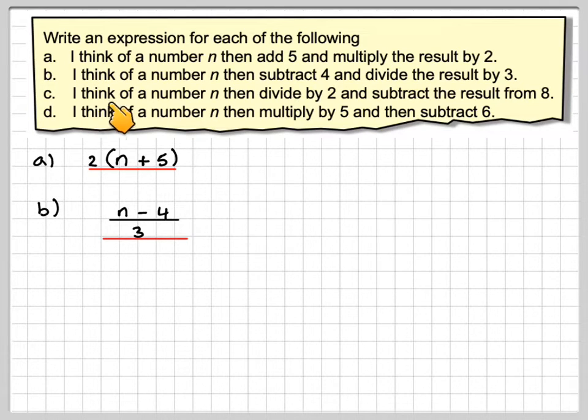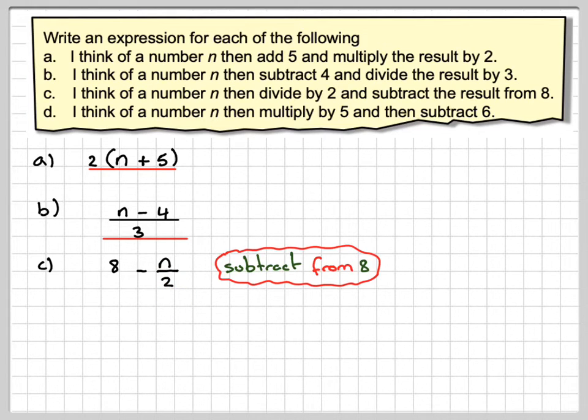C is a little bit tricky. I think of a number, n, and then divide by 2, and then subtract the result from 8. So I think of a number, I divide by 2, that's okay, n divided by 2. And then this is subtracted from 8. So that's written as 8 minus n over 2. Subtract from 8, keyword there.